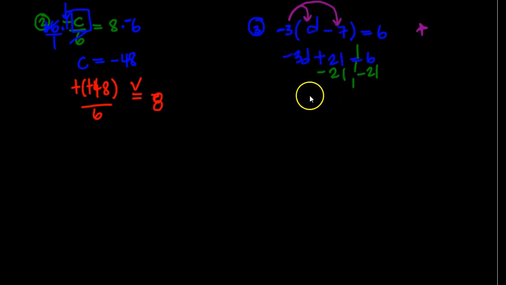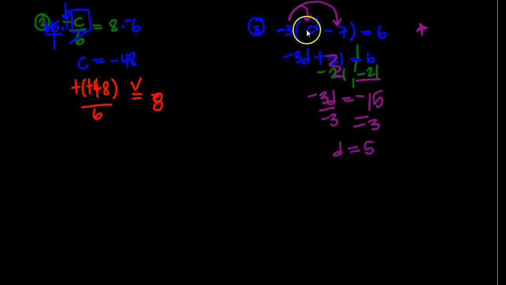So on the left side, I have negative 3d, and plus 21 minus 21 is 0. And on the right side, I have 6 minus 21. 6 minus 21 is a negative 15. My signs are opposite, so I subtract. All right, now I'm going to divide both sides by -3. So d is 5. Plugging this back in to check, 5 minus 7 is -2. -3 times -2 is a +6, so we can mentally check that one.